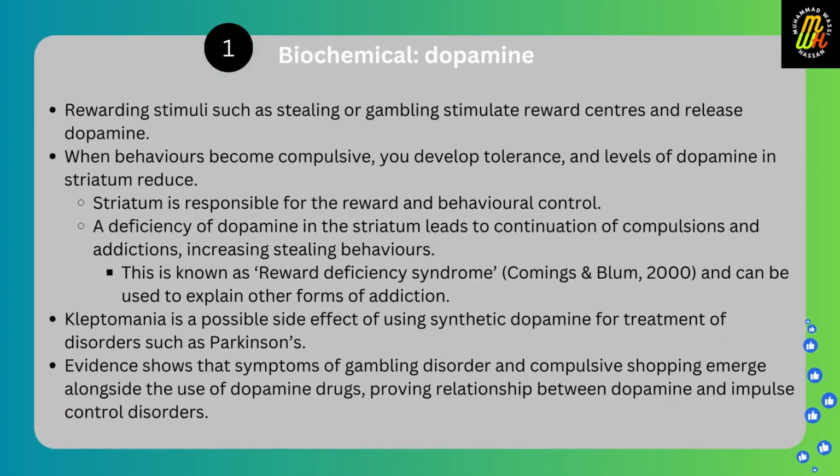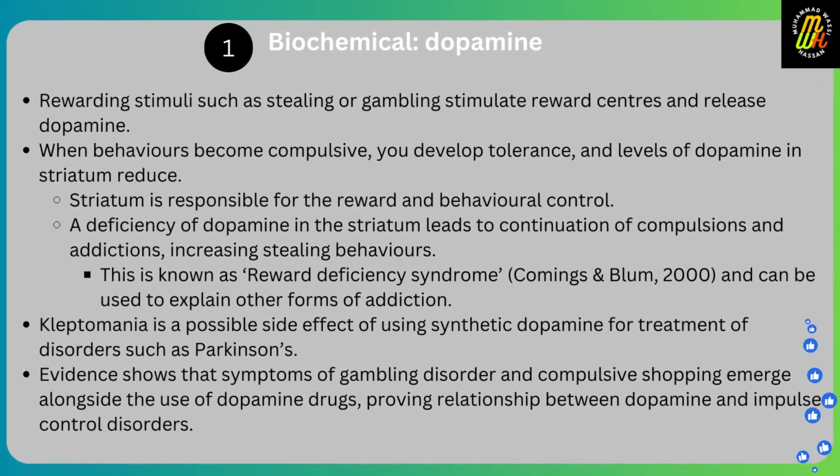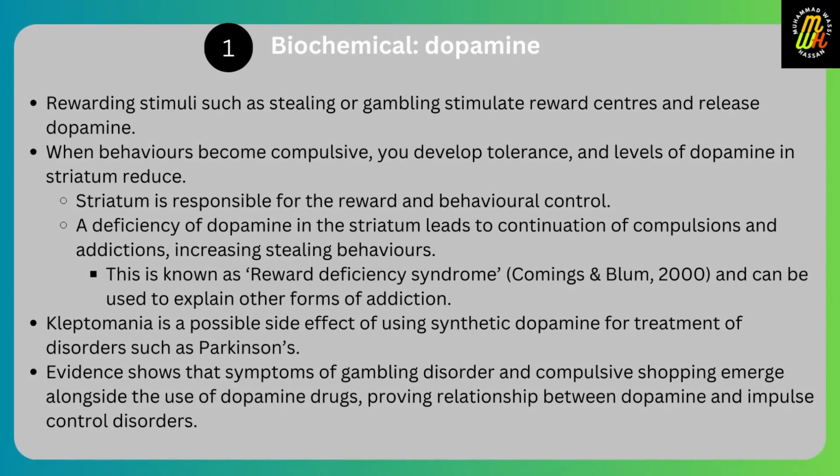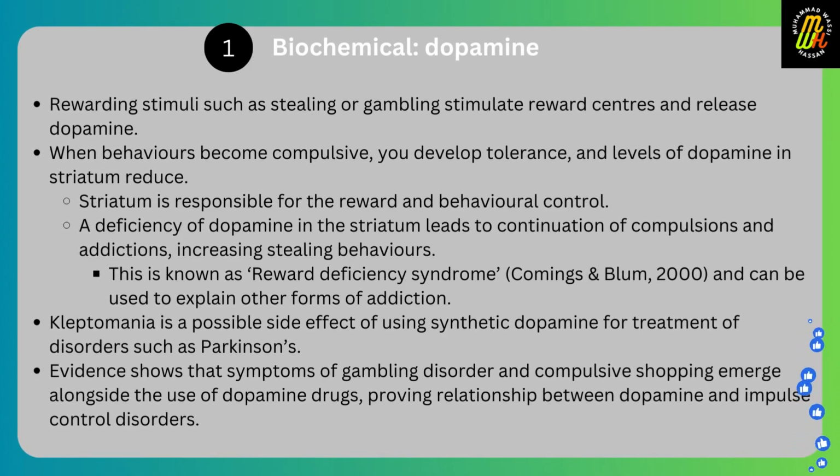1. Biochemical, dopamine: rewarding stimuli such as stealing or gambling stimulate reward centers and release dopamine. When behaviors become compulsive, you develop tolerance and levels of dopamine in the striatum reduce. The striatum is responsible for reward and behavior control. A deficiency of dopamine in the striatum leads to continuation of compulsions and addictions, increasing stealing behaviors. This is known as reward deficiency syndrome, Cummings and Plum 2000, and can be used to explain other forms of addiction.